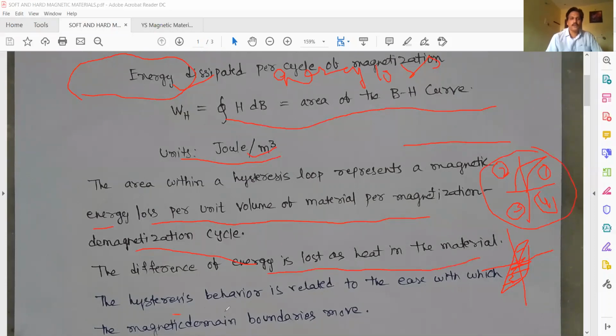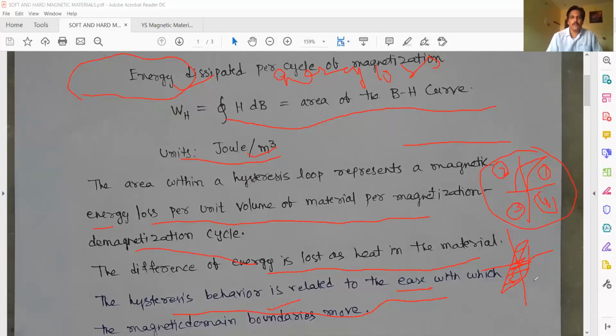The hysteresis behavior is related to the ease with which the magnetic domain boundaries move. From this behavior, we can explain how easily the magnetic domain boundaries are moving. So remember, the area of the loop represents energy loss. More is the area of the loop, more is the energy loss. Less is the area of the loop, less is the energy loss. This is for a normal loop.